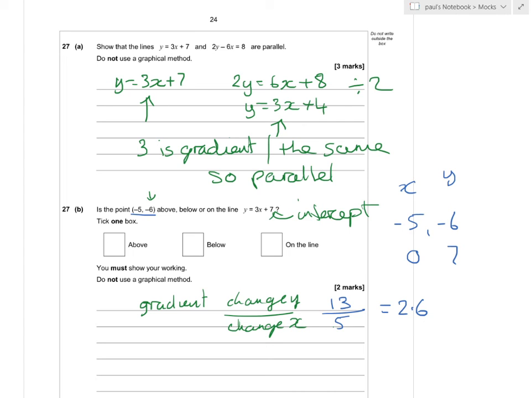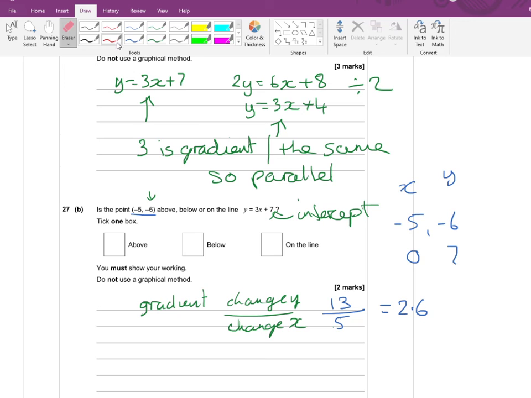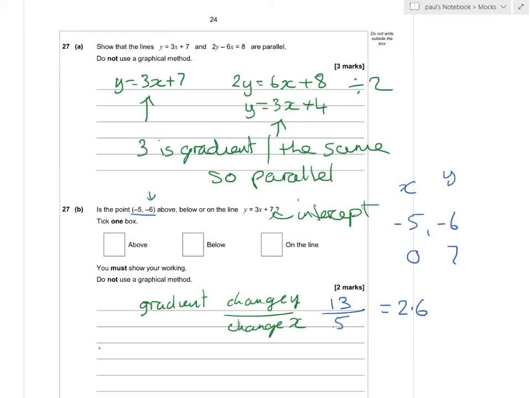So if the gradient is 2.6, why is that? So then, do I take this gradient and put it in here to find out what the new intercept is? I don't know. Do I do that?